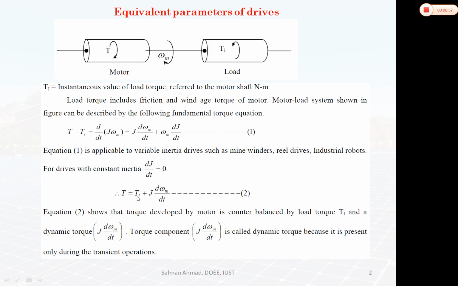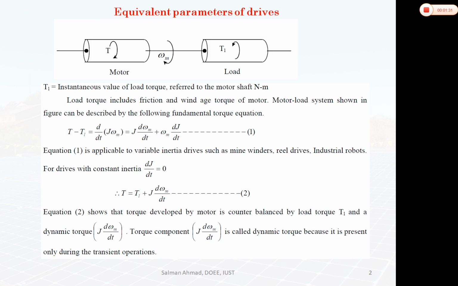In this equation you can see there are 5 components. One is motor torque, another is load torque TL. Then we have the moment of inertia of the load and motor combined. Then we have d omega m over dt, the rate of change of speed. So one is motor torque, another is equivalent load torque, then moment of inertia, then speed, then time. Based on this equation we can have 5 different types of problems.